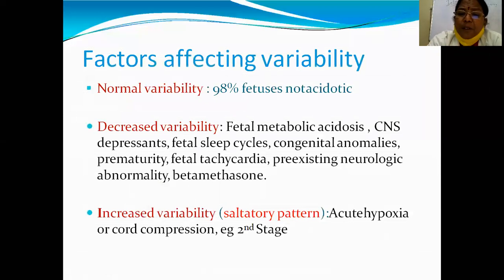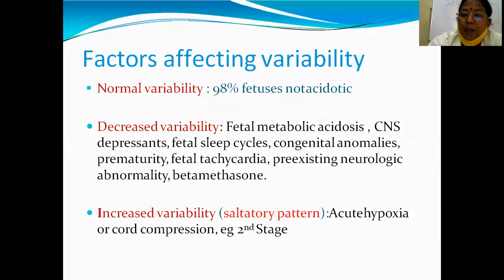So what are the factors affecting variability? Normal variability should be there. Normally in 98% there should be a variable fetal heart rate. It should not be the same. So 11 to 25 beats of variability should be there. And when there is variability, that means in almost 98%, there is no fetal compromise, there is no acidosis. So when there is decreased variability, we are very worried.